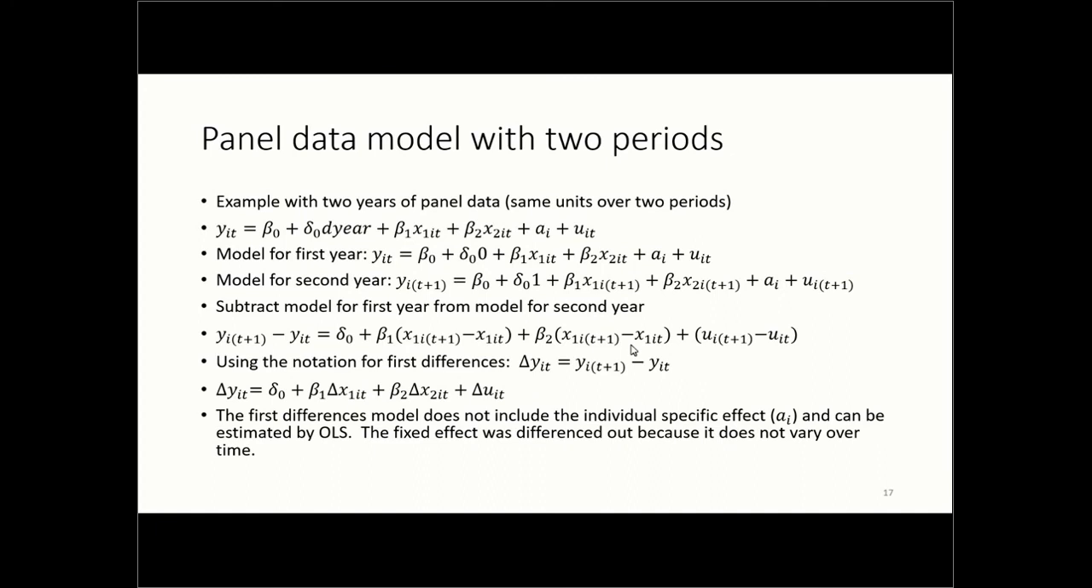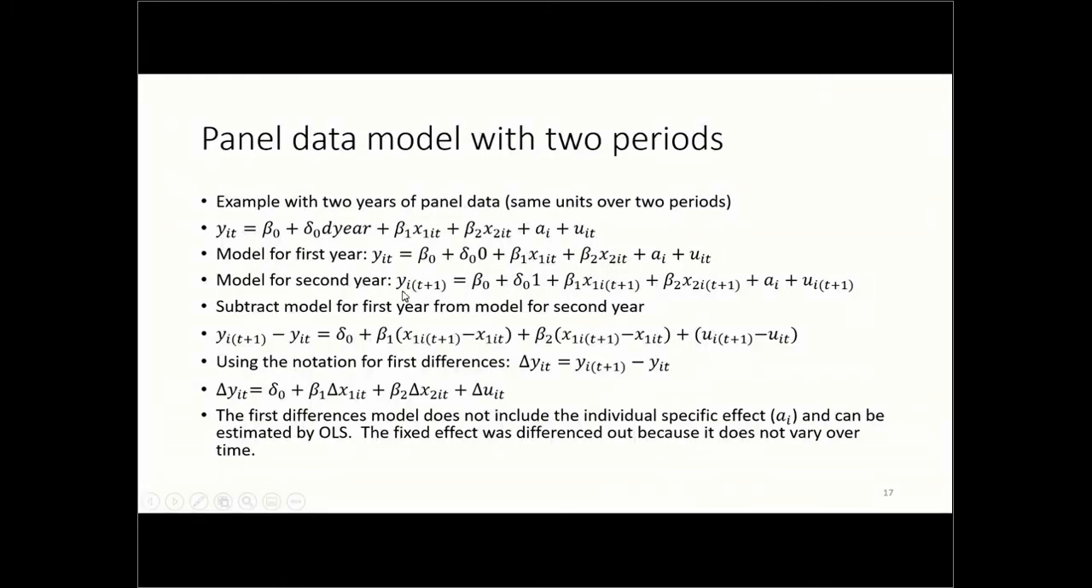So here's how we would do it. Here is the model described again. If we have the model for the first year, what I would do here is this D year would be equal to 0 because that would be the first year. And everything else is copied from before.